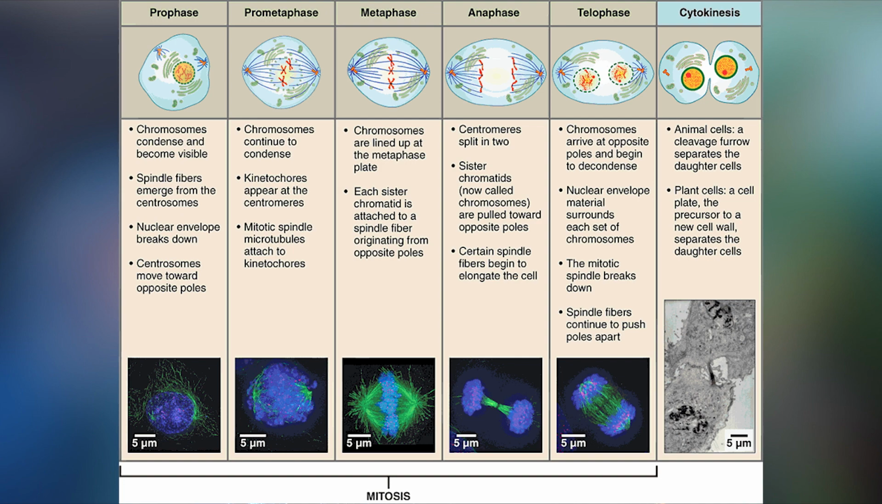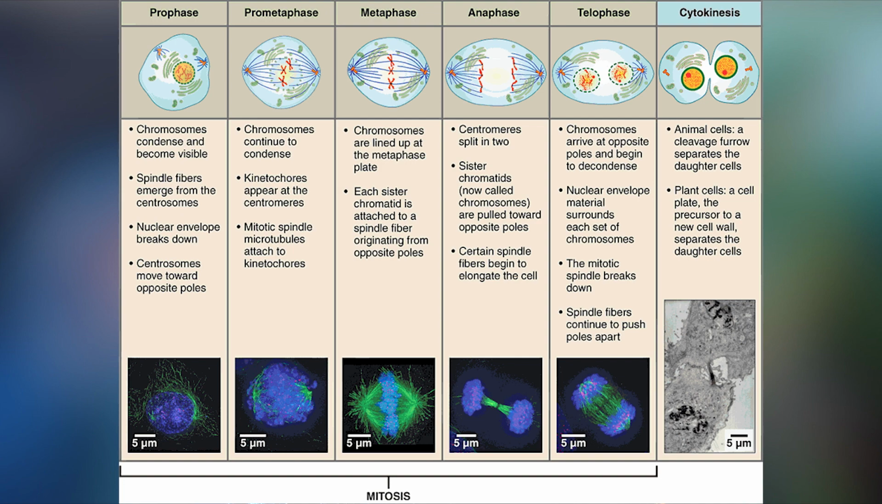So to summarize, key things that happen during prophase: chromosomes become visible because they've condensed down. Centrosomes move to opposite ends of the cell and begin to extend their microtubules into the center, and the nuclear membrane breaks down, allowing the microtubules to gain access to the chromosomes.